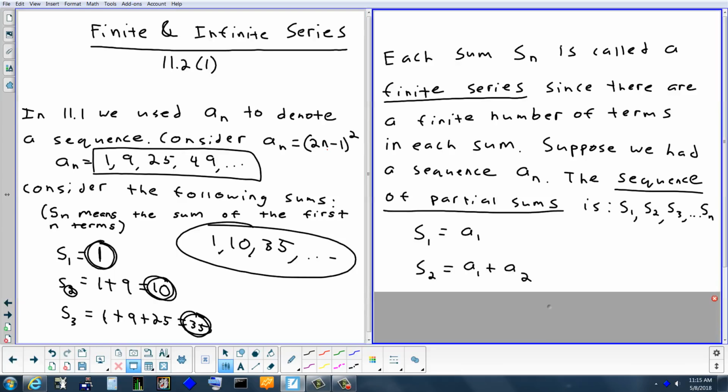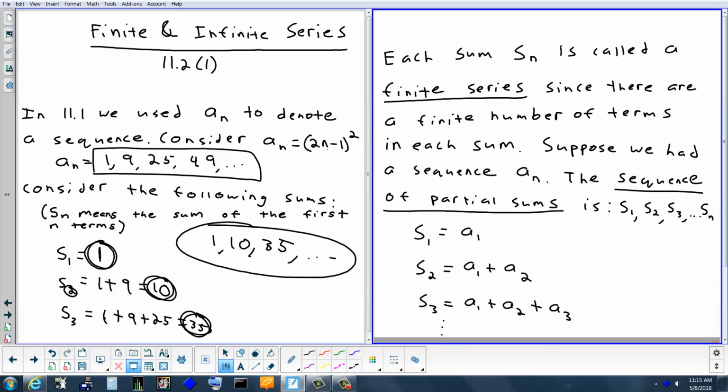And each number in the sequence represents adding up a bunch of other numbers. Okay. So when you're finding your first partial sum, there's not much to add up with S sub 1. S sub 1 means find the sum of the first number. There's only one number. S sub 2 means find the sum of the first two numbers. Okay. S sub 3, find the sum of the first three numbers. S sub 4, add up the first four.